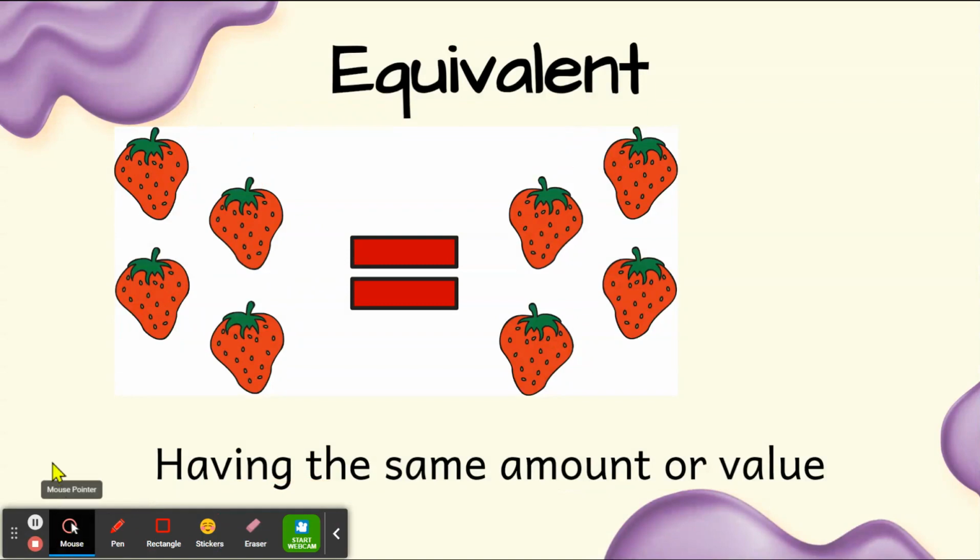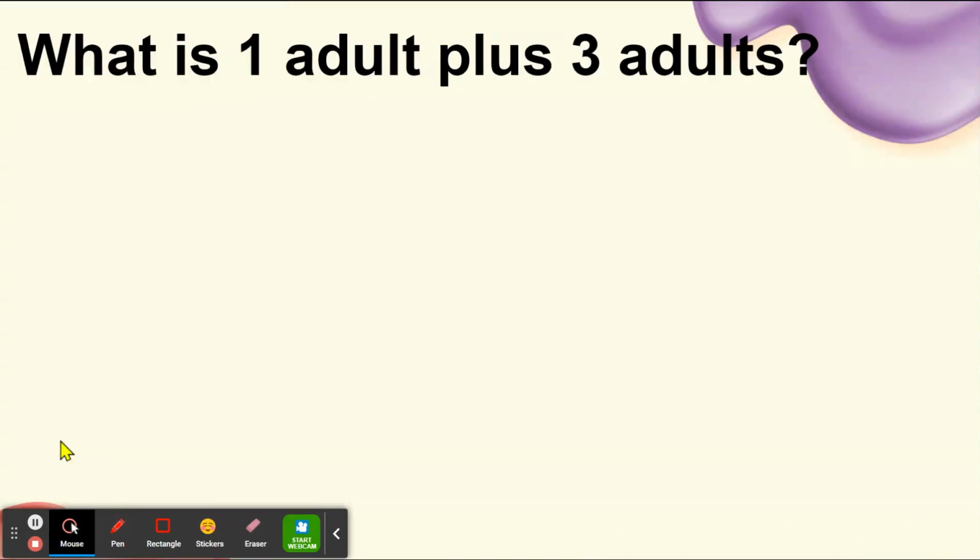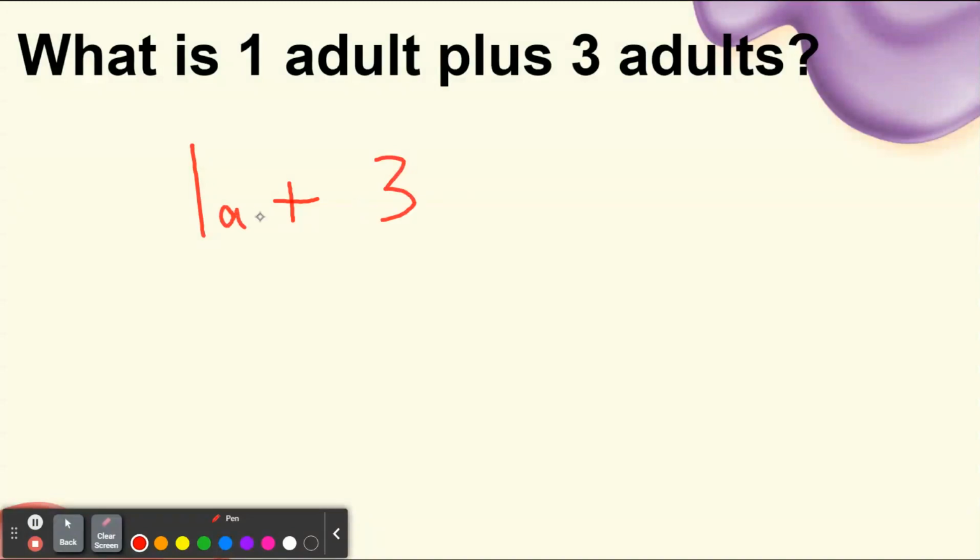Okay, now let's go ahead and get started with today's lesson. So let's go ahead and do this problem. What is 1 adult plus 3 adults? All right, so if I have 1 adult plus 3 adults, that's going to give me 1 plus 3 adults. I'm going to put down A for adults. And that's going to give us 4 adults.